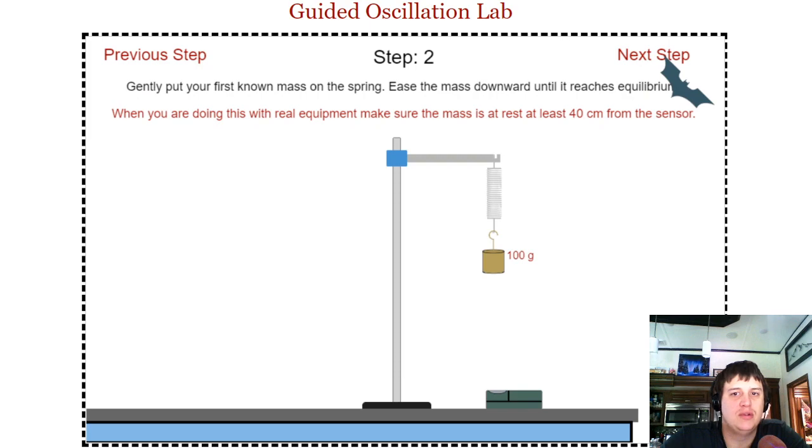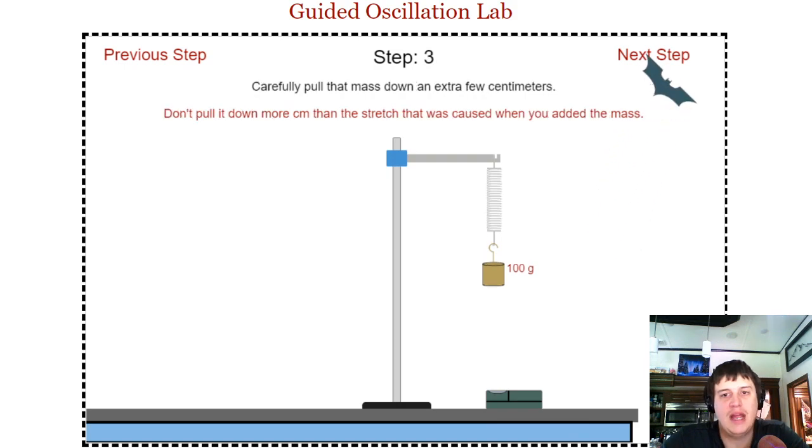So steps 1 and 2, up to about 4, are just telling you how you would set this up with real equipment. And it tells you right here, when you use real equipment, make sure the mass is at least 40 centimeters from the sensor. This little green box is the sensor you're looking at. And on this step, it tells you you'd be pulling the spring down.